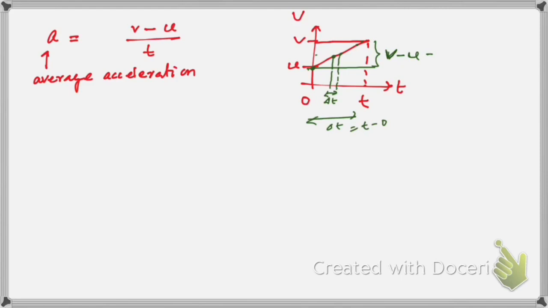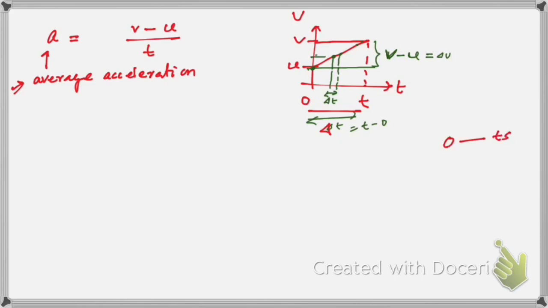So let me write v minus u as del v, and this separation between these two is, suppose, del t. We have taken this one. Now this is the average acceleration when you take v minus u by t. This is the average acceleration in this time period 0 to t seconds.